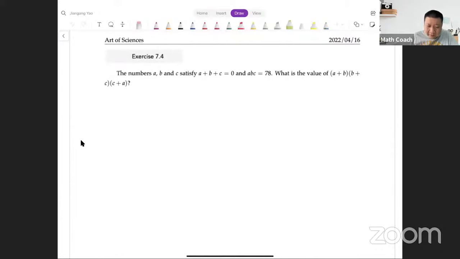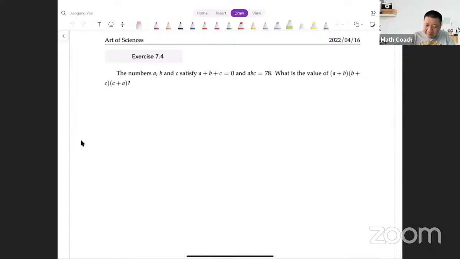Question 7.4. The numbers A, B, C satisfy, okay, 62, go ahead. Okay, so 62, you get the correct answer. The correct answer is -78. Okay, so now we have a tight competition, and we need to go to question 5. But quickly, let's finish this.